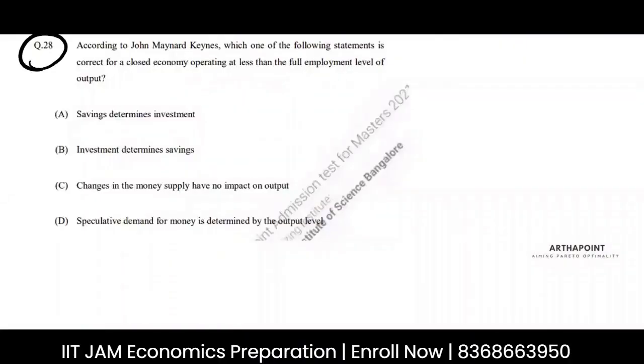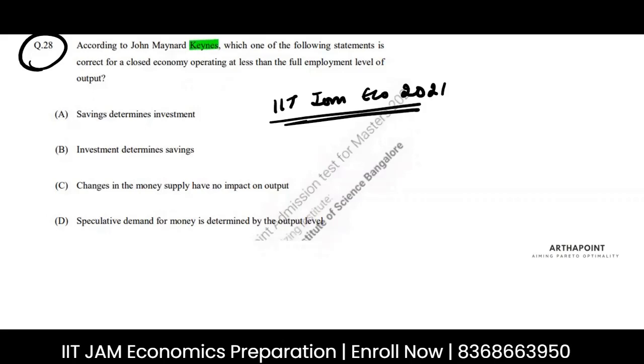This is question number 28 of the IIT JAM Economics 2021 paper. Let's see what the question is saying. According to Keynes, which of the following statements is correct for a closed economy operating at less than full employment level of output?